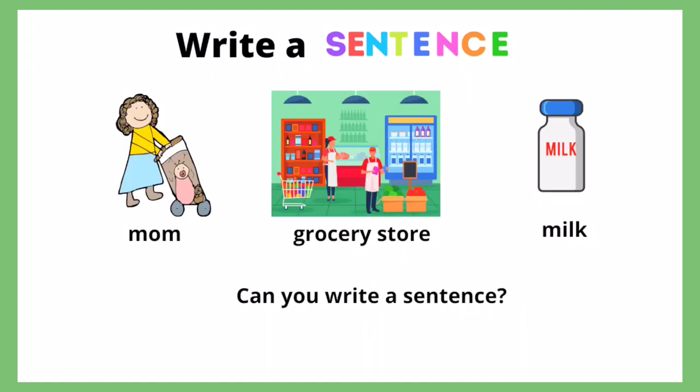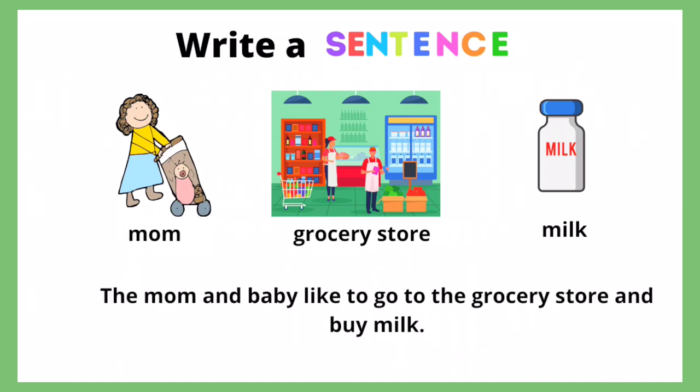Can you write a sentence? Your nouns are mom, grocery store, and milk. The mom and baby like to go to the grocery store and buy milk.